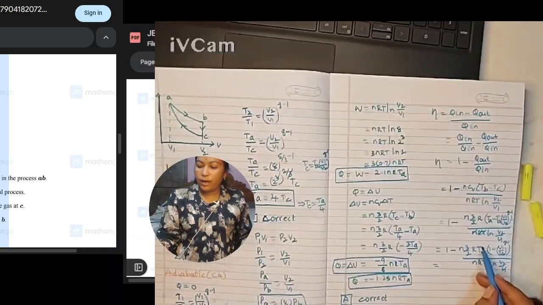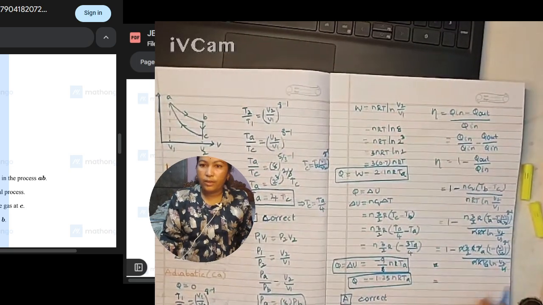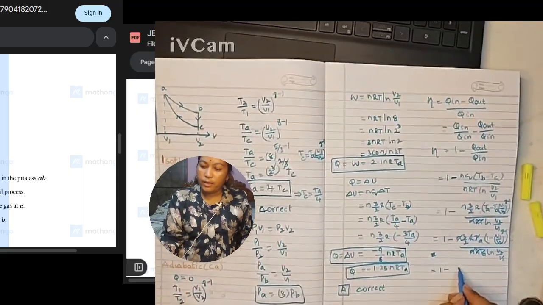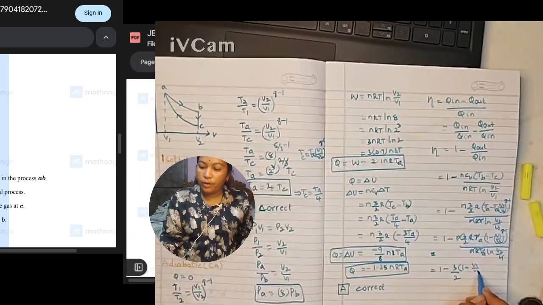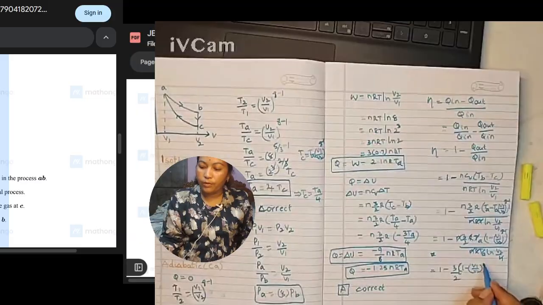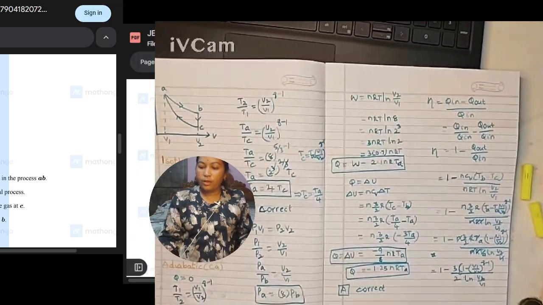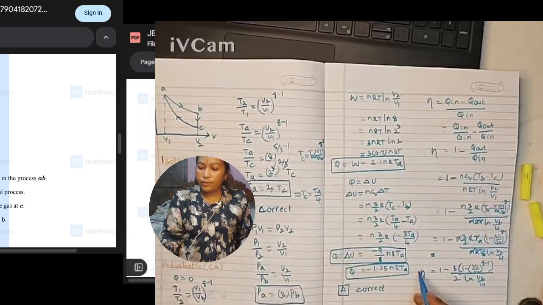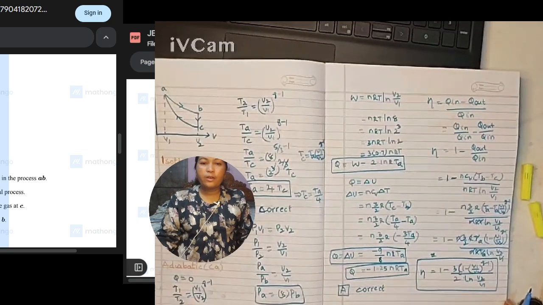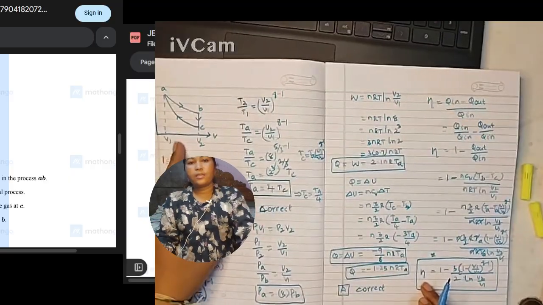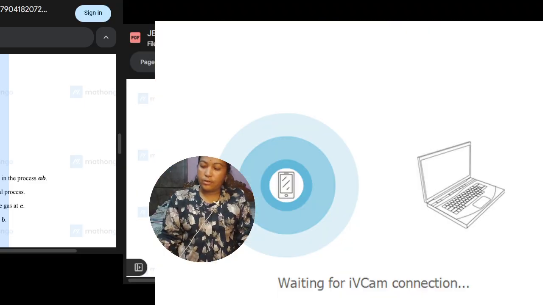From this you can cancel nRTA. You will get 1 minus 3 by 2 into 1 minus V1 by V2 to the power of gamma minus 1 over log V2 by V1. This is the efficiency. In this formula there is no T. This means the efficiency in this cycle, from A to B, B to C, C to A, does not depend on the temperature.